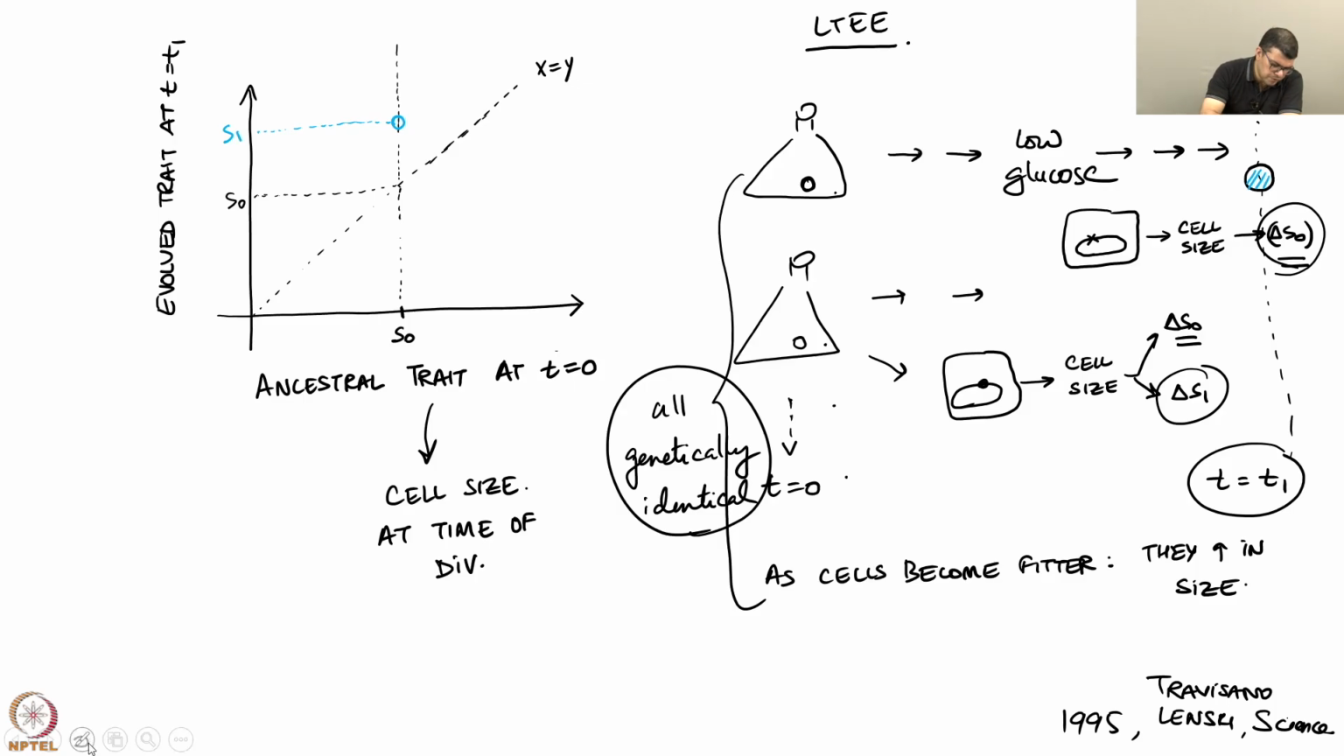Now, that is fine, but now when we do the same for line number 2, we find that line number 2 is also at the same point. So, the exact same change has taken place in line 2 also. So, this is line 1, line 2, and similarly when we do this for all 12 lines, we find that all 12 lines have the same exact value of the evolved trait, being cell size, at t equal to t1. So, that is one possibility. Let us draw these possibilities on the next slide and then we see what it tells us.